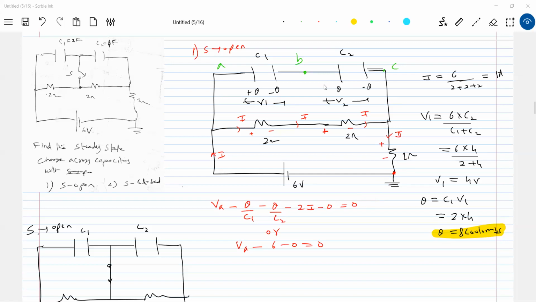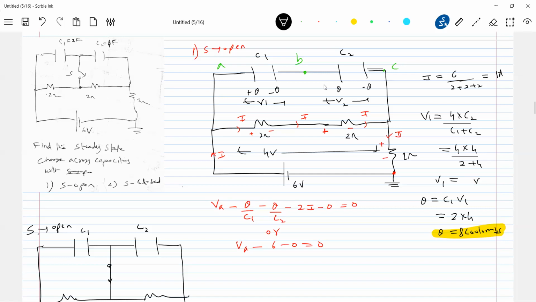Oh, so sorry, the drop. Yeah, I got it. So the drop here, this V1 plus V2 drop, 6 volt will not come. Yeah, this will be 4. The drop across this 2 ohm will be shared, not 6 volt. Because this drop will be shared by those two capacitors, no? Able to make it out? The drop across this 2 ohm will be shared by these two.